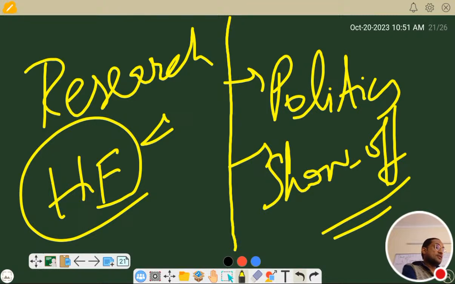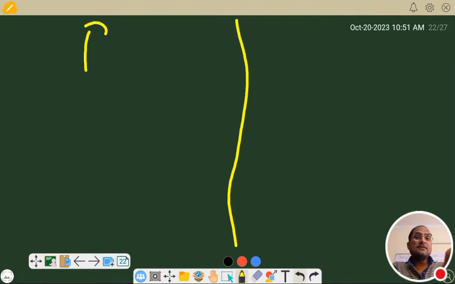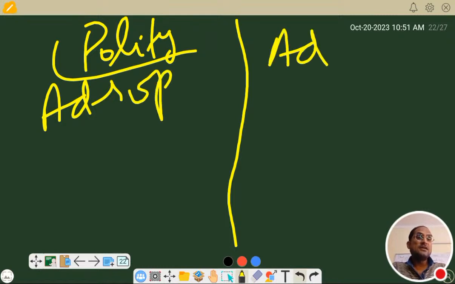We have seen the economy part also. Let us see the polity part. Polity, this part will deal with adversity leading to opportunity, and adversity not leading to opportunity.